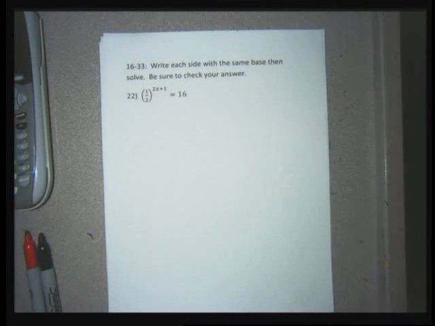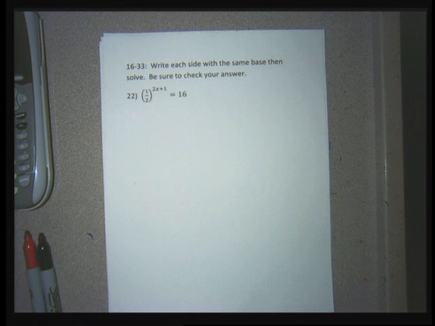So 22, it might be nice to write 16 as 1/2 to some power. That's going to be a major challenge.